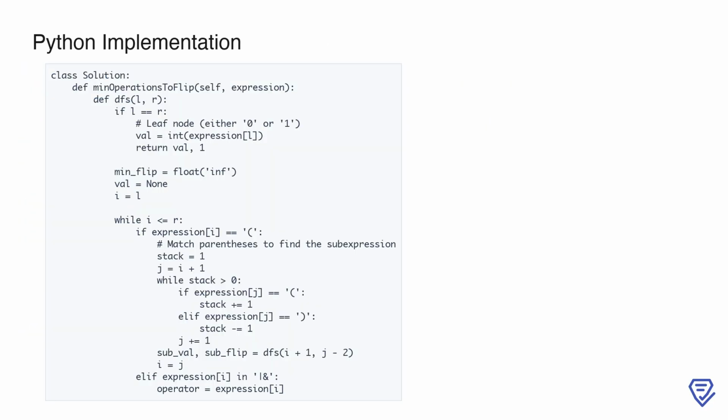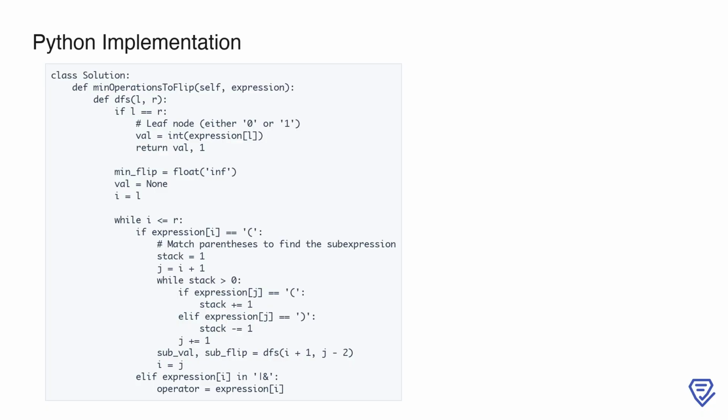Here, we begin implementing the solution using a class Solution with the method min_operations_to_flip. The goal is to determine the minimum number of flips required to change the final value of the given Boolean expression. Inside the method, we define a helper function DFS which will allow us to recursively process the expression. The parameters L and R represent the current boundaries of the expression or sub-expression we are evaluating.